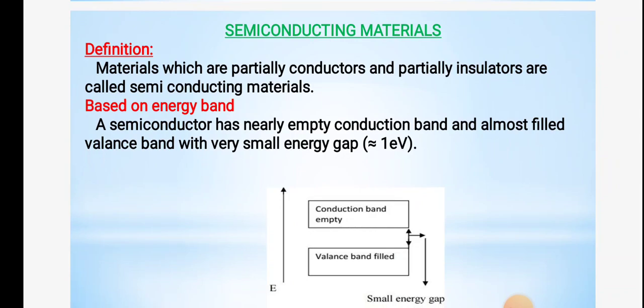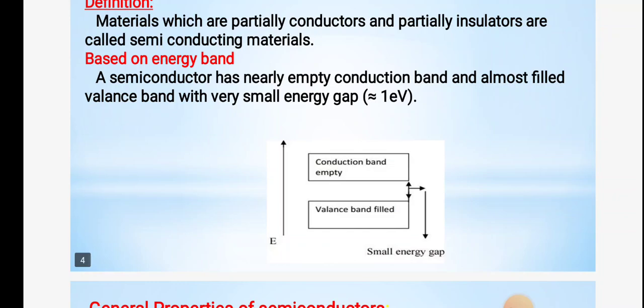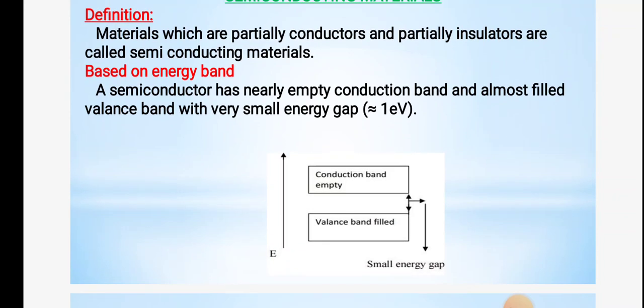Now let us see the definition for semiconducting materials. Materials which are partially conductors and partially insulators are called semiconducting materials. Based on energy band, a semiconductor has a nearly empty conduction band and an almost filled valence band with a very small energy gap approximately equal to 1 electron volt. See the figure. The conduction band is empty and the valence band is completely filled. So there is a small energy gap as shown in the figure.